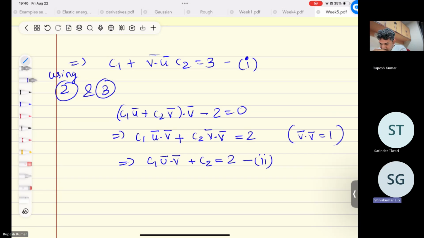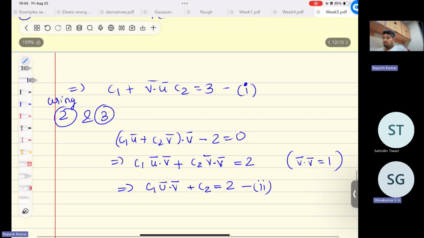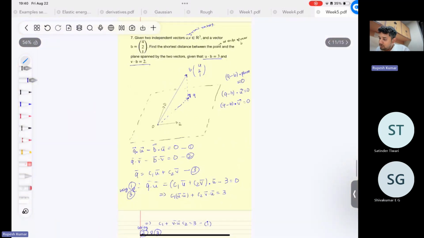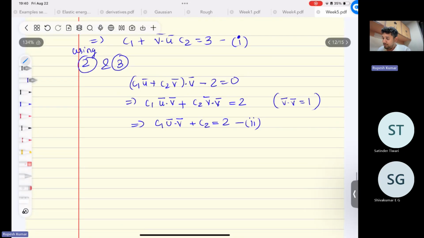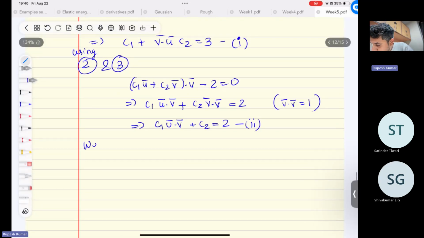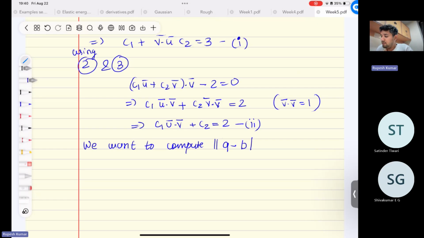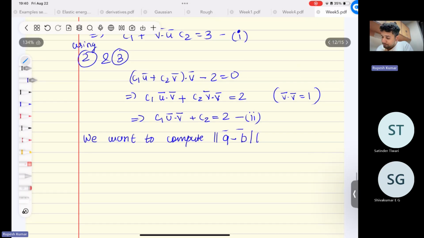Now, can we get to somewhere from this? The quantity we want to compute is the length of the vector q minus b, right? We want to compute the norm of q minus b.